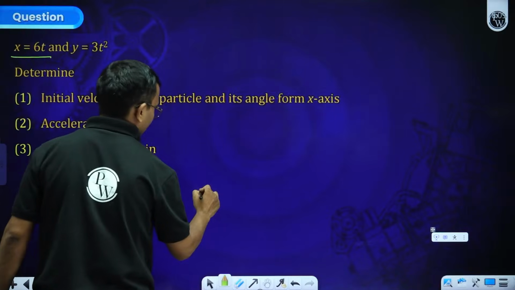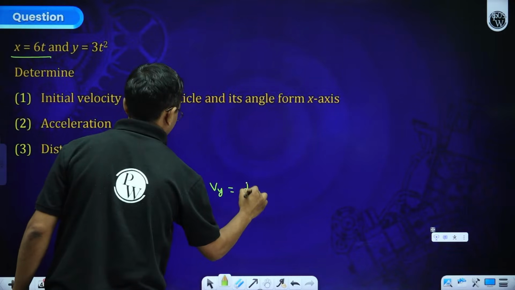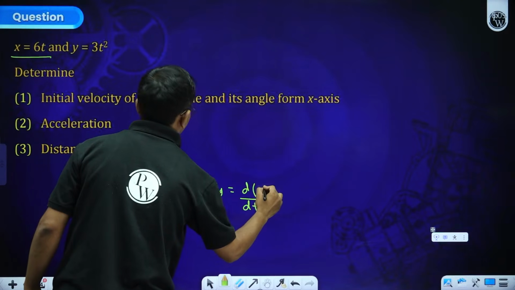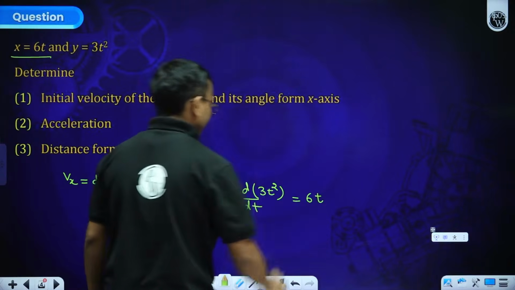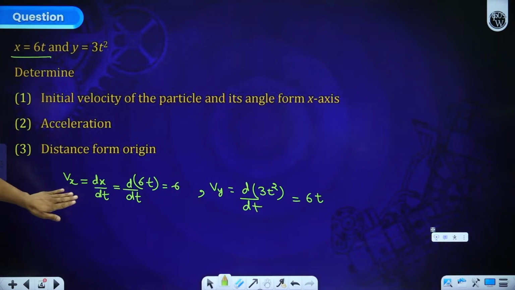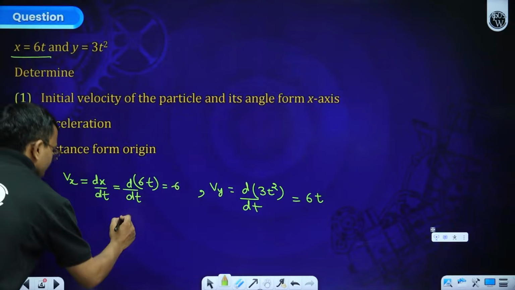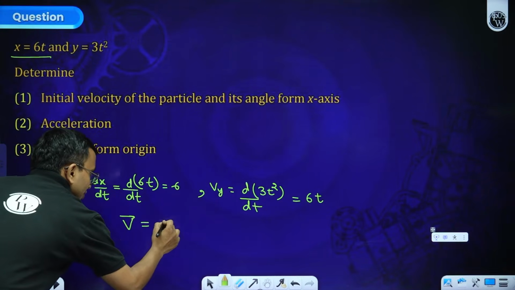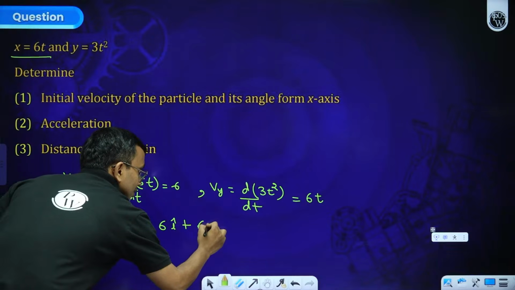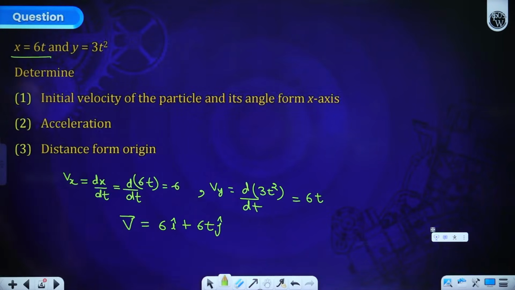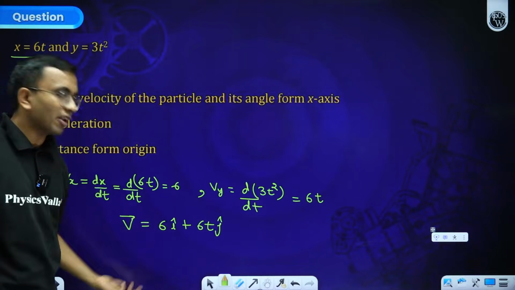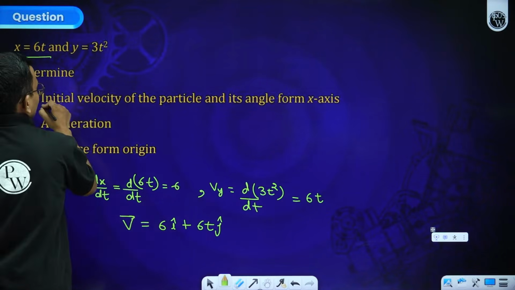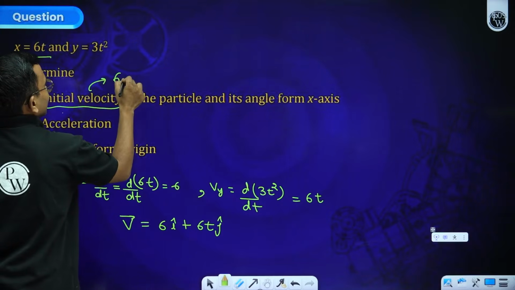Okay, what is Vy? Velocity along y-axis, that is dy by dt. What is y? 3t square. So this becomes 6t. This is my Vy. This is Vx, this is Vy. In general, if you have to write the velocity vector, you will write 6 i cap plus 6t j cap. Now what we need? Initial velocity of the particle. Initial velocity means t is equal to 0. You put t equals 0, initial velocity will be 6 i cap. That's all.